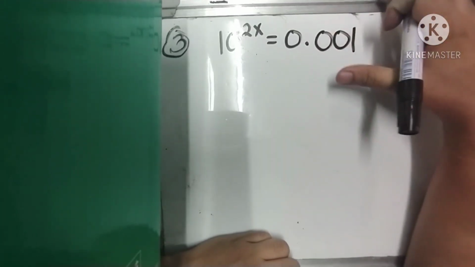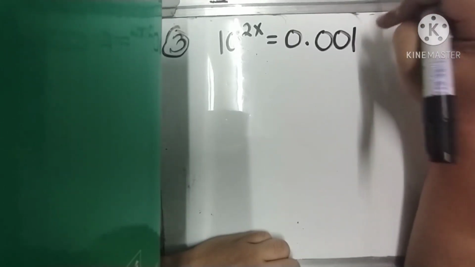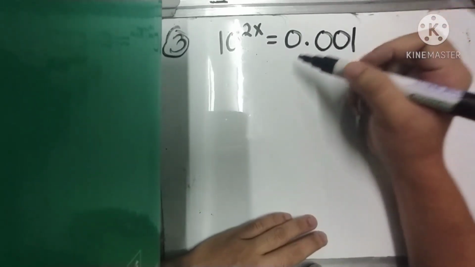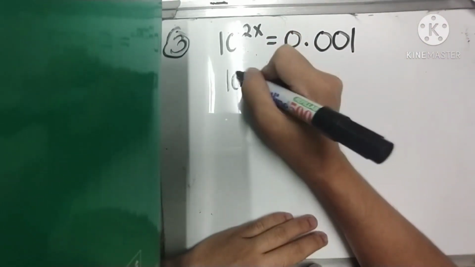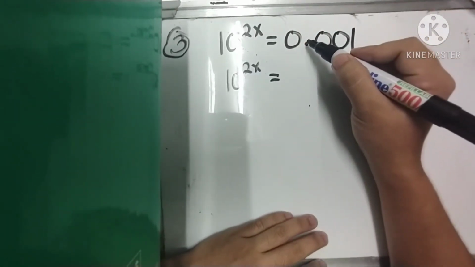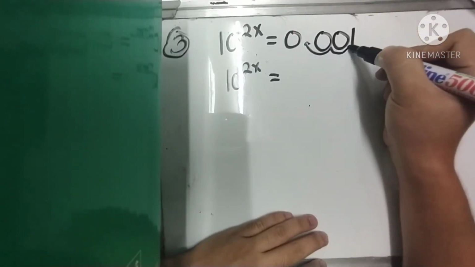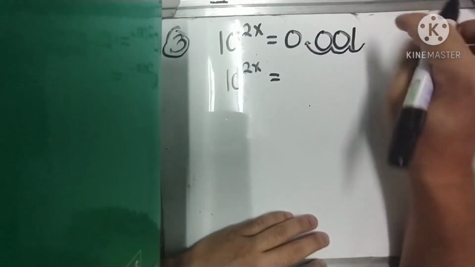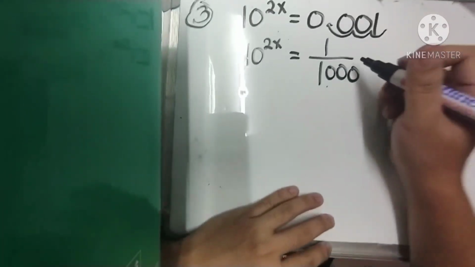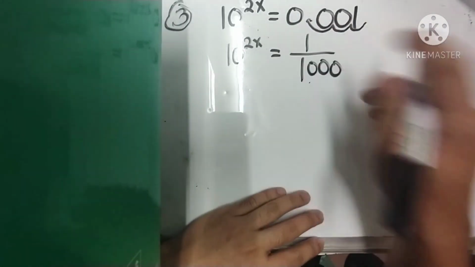So what will we do? First, we need to convert the decimal to a fraction. Okay, so we need to convert this one into fraction form. So copy, this is 10 to the power of 2x is equal to, count from the decimal point to the right. So this is tenths, hundredths, thousandths. Meaning to say we have 1 over 1,000. So now this is in the form of a fraction.